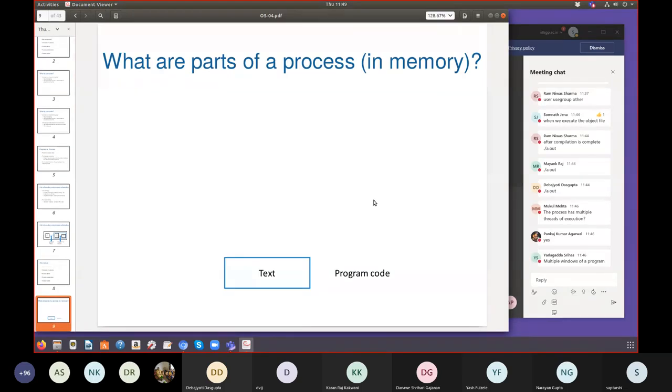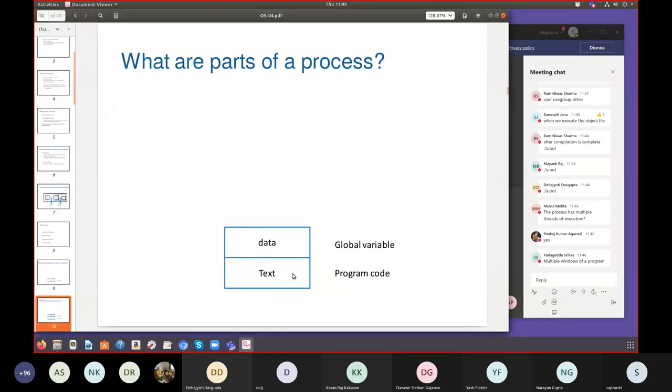So what we are specifically discussing is, as I said, a process resides in memory. How does it live in the memory? What are its contents? So a process has the text, that means the program code. As I said, every process is executing some program code. So it has one portion of the memory dedicated to containing the program code, which is called text. This segment is called text.